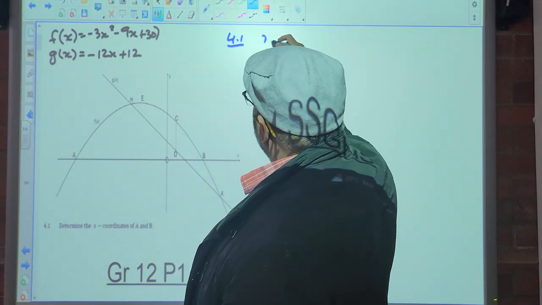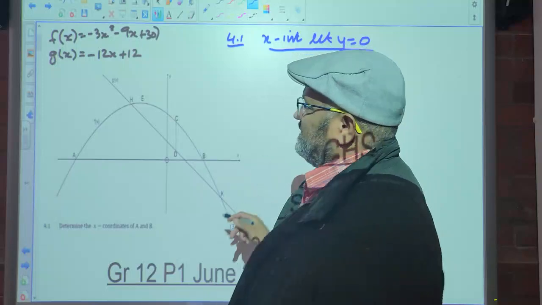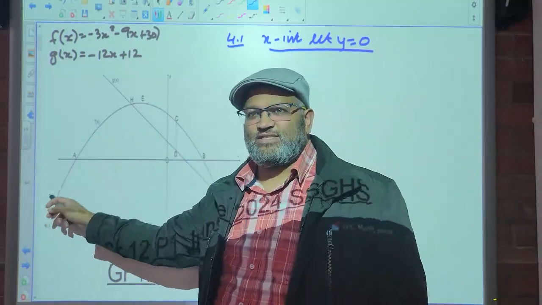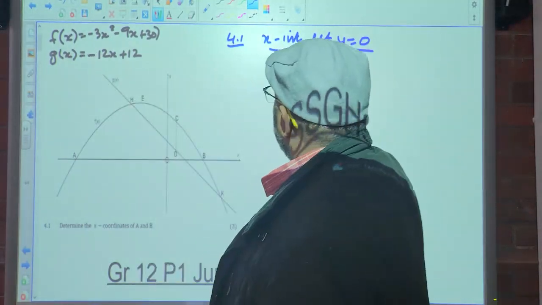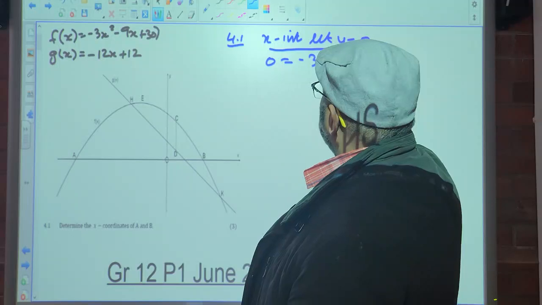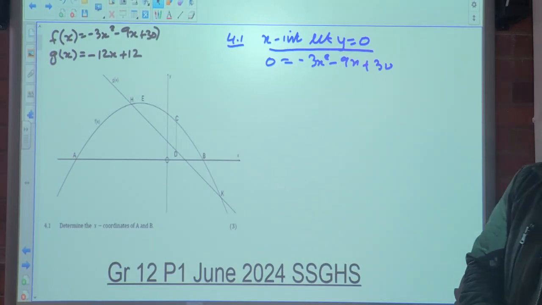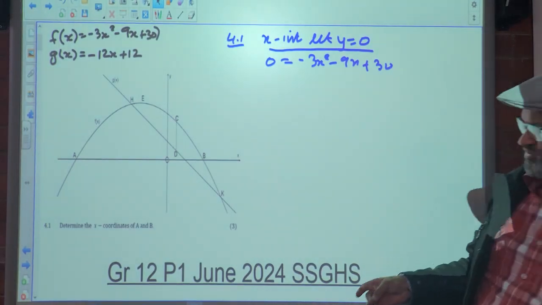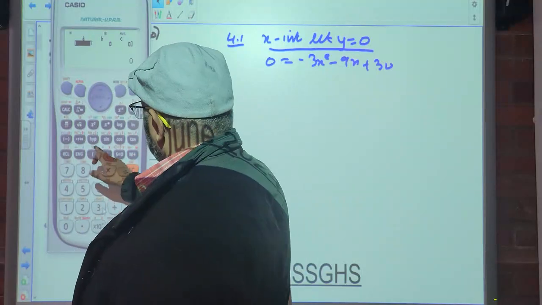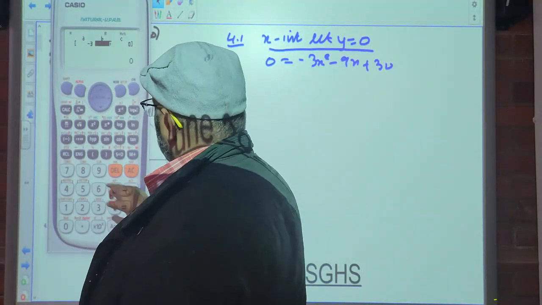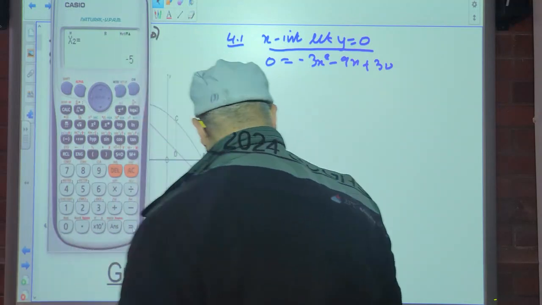So for the x-intercept, what do we do? We let y equal to 0. Since A and B are on f of x, I'm going to set f of x equal to 0, as we know that f of x is your y. So it's negative 3x squared minus 9x plus 30. I can use trinomial factorization, completing the square, or the quadratic formula. Why don't we use the calculator? So it's going to be negative 3, negative 9, and 30. So x equal to 2 and x equal to negative 5.